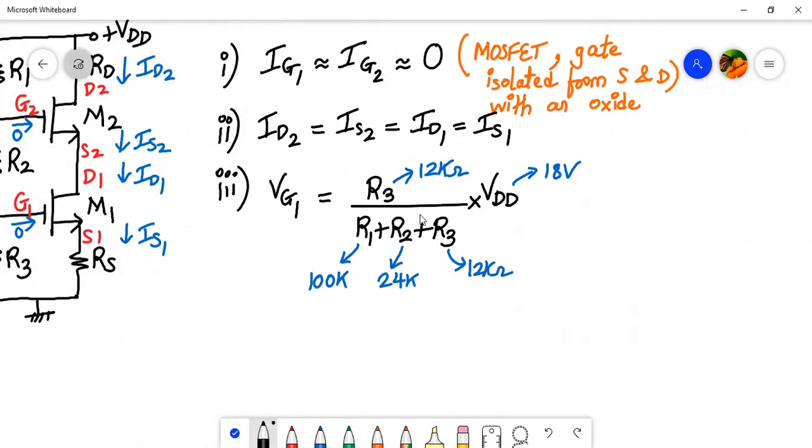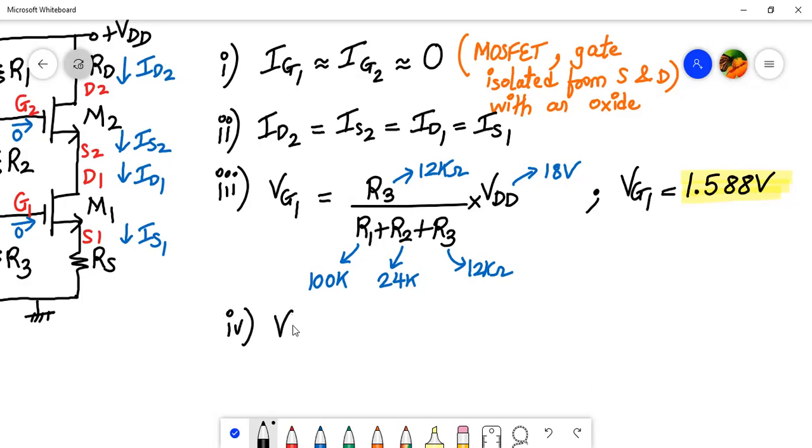So if you plug in all the values in the calculator, you will get the value of VG1 as equal to 1.588 volts. Let me highlight it with yellow color. So quickly calculate the value of VG1. Solve it along with me. You should have a habit of doing that now.